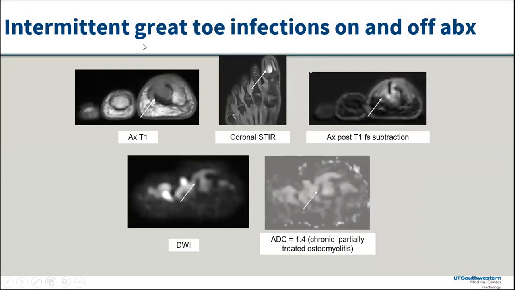In this case, there are intermittent toe infections, on and off antibiotics. So we don't know if it's actively infected or not. So here, this is a tract where they did the biopsy, podiatry did it. And you can see this is DWI ADC. ADC is 1.4. So it's a little higher than what you expect for osteomyelitis. So this is basically partially treated. So you can follow them also. We're actually doing a study right now through ADA, where we're following these patients before and after treatment, with biopsy before and also biopsy after.